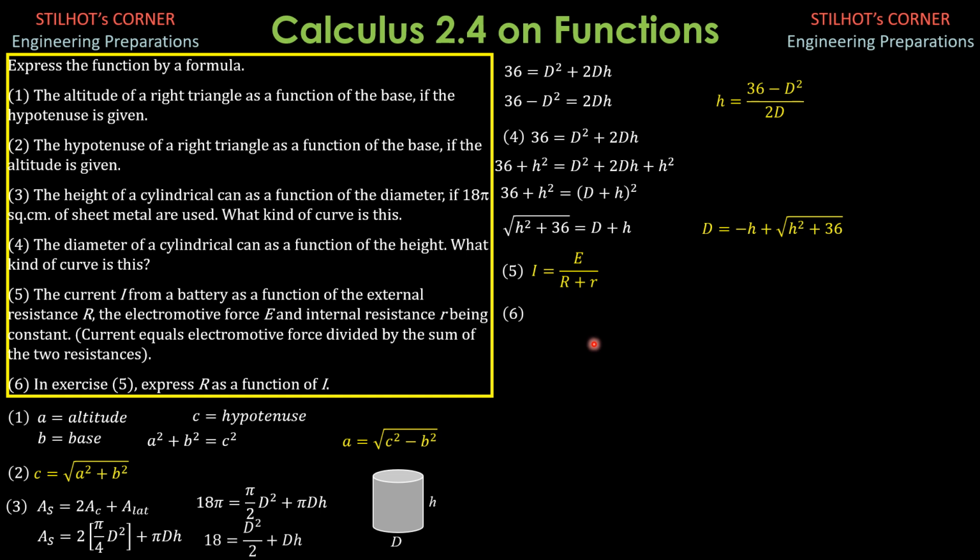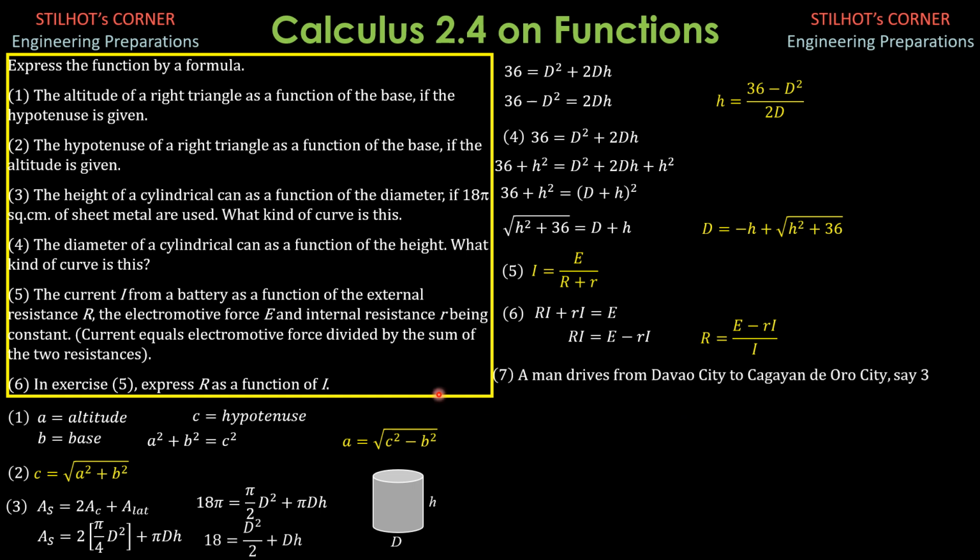Then 6, in exercise 5, express R as a function of I. So cross multiply: big R times I plus small r times I equals E. So transpose small r times I to the right. So big R times I equals E minus small r times I. Therefore, big R is equal to quantity E minus small r times I, over big I. So that's the formula.